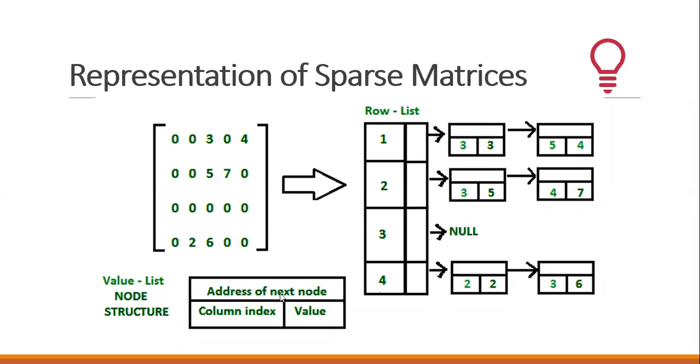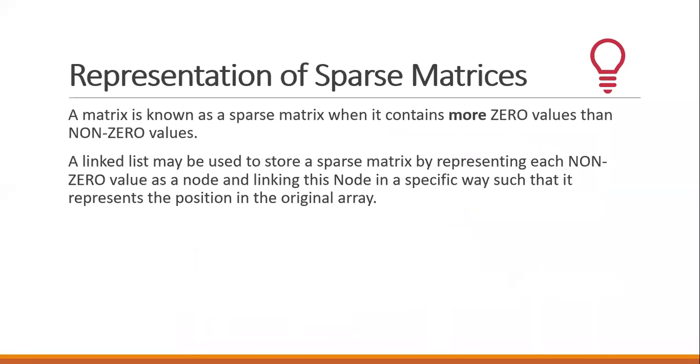So this is how you are going to make use of a linked list to represent sparse matrices. This is the second application of a linked list, to represent sparse matrices. We'll once again understand it.